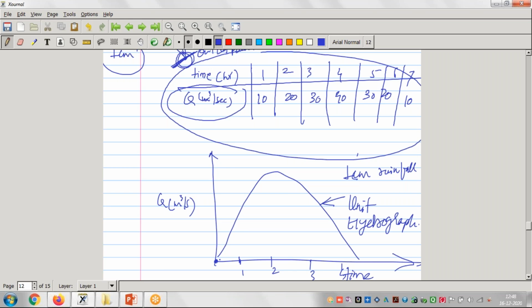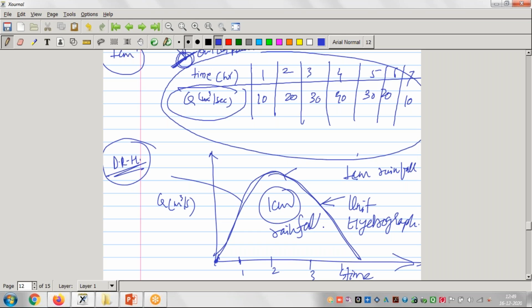See, the unit hydrograph will also be called a direct runoff hydrograph. But not every direct runoff hydrograph will be a unit hydrograph. We can say the unit hydrograph is the direct runoff hydrograph generated here because of only 1 centimeter of rainfall. Is this okay? Is the unit hydrograph okay? Okay.